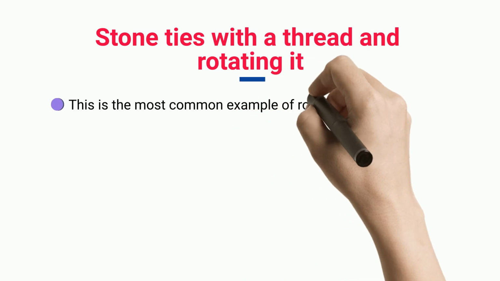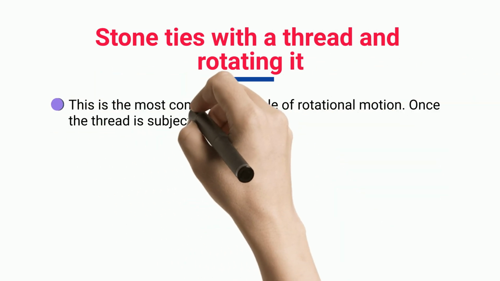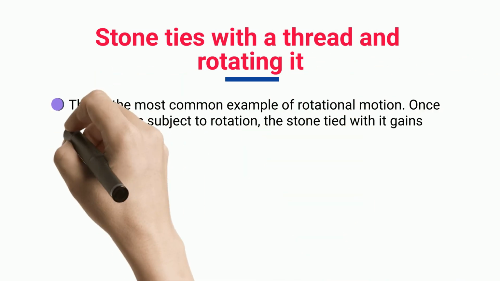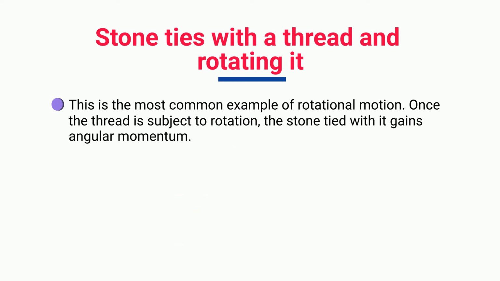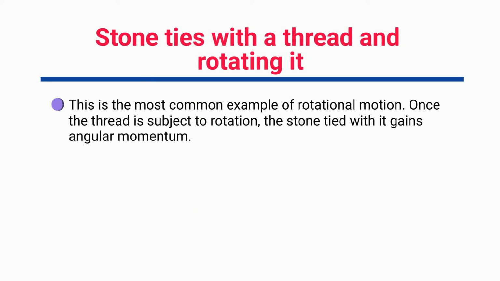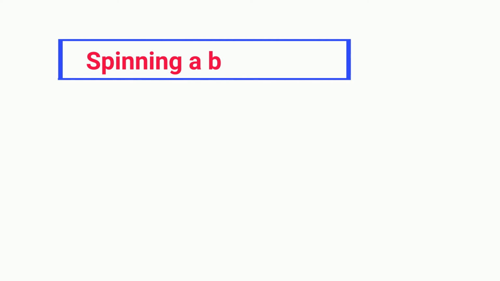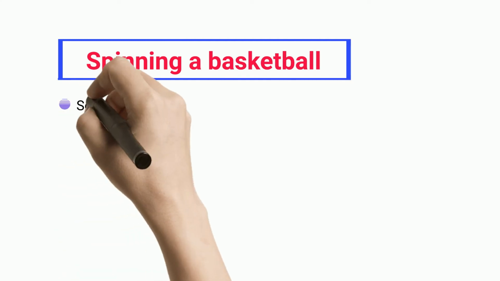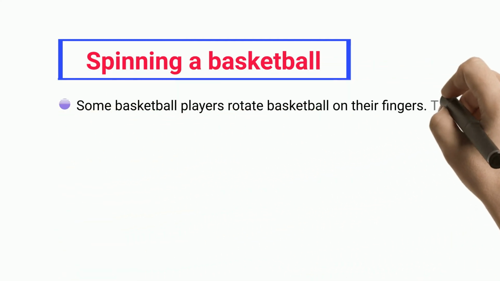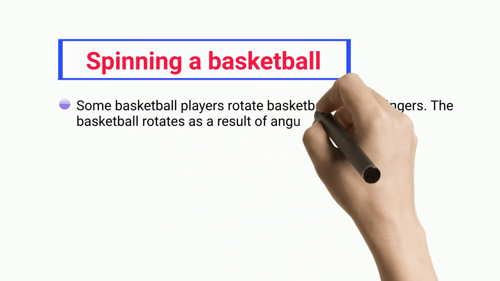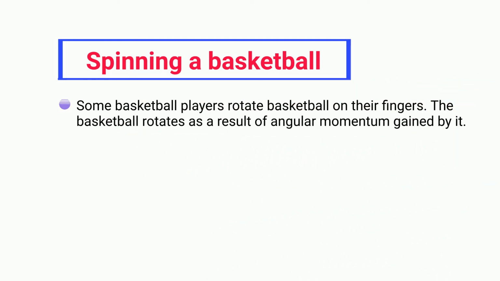Stone tied with a thread and rotating it. This is the most common example of rotational motion. Once the thread is subject to rotation, the stone tied with it gains angular momentum. Spinning a basketball. Some basketball players rotate a basketball on their fingers. The basketball rotates as a result of angular momentum gained by it.